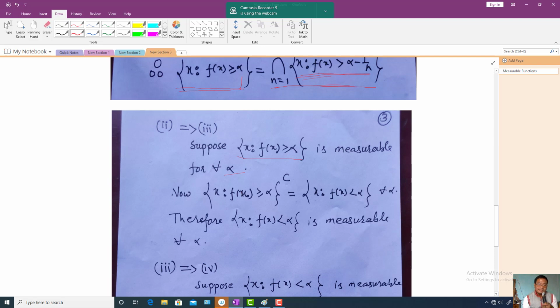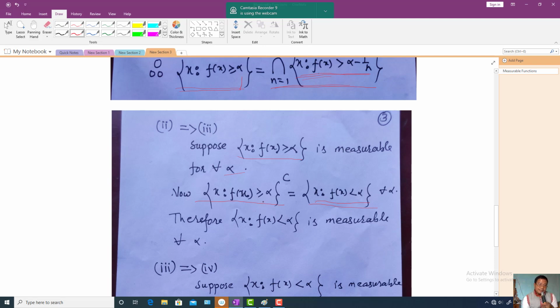Then what is the complement of this set? If the set is x such that f of x is greater than or equal to alpha, then the complement is very clear. The complement will be f of x strictly less than alpha, because the alpha equality was here. So the complement of this set is equal to the set of x such that f of x is strictly less than alpha. This is very straightforward. For all alpha, if you take the complement of this set, it is equal to x such that f of x is strictly less than alpha.